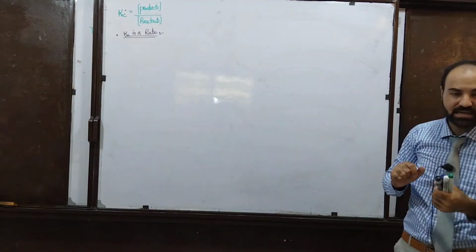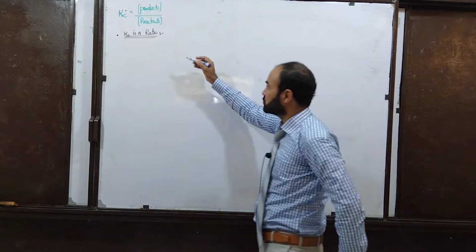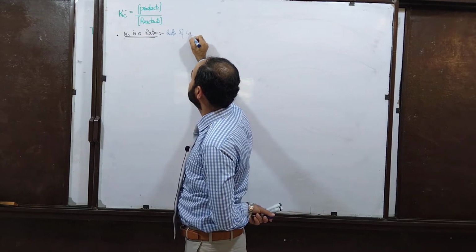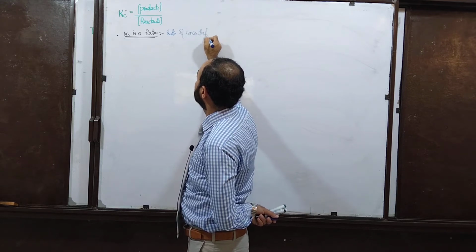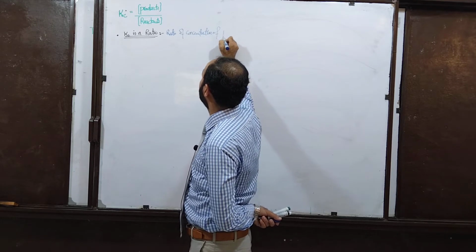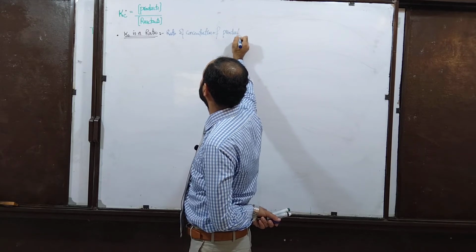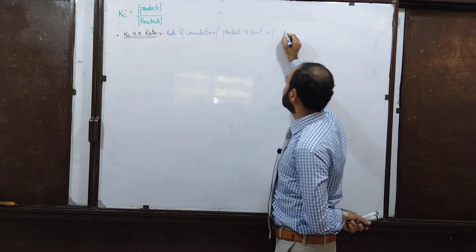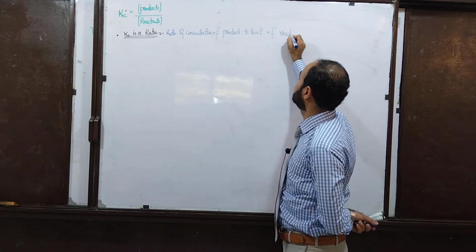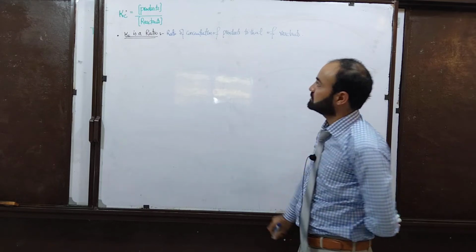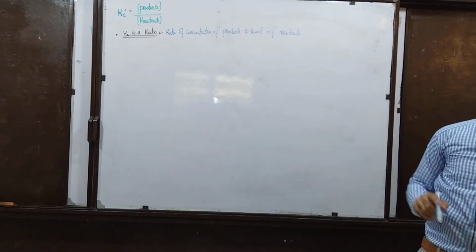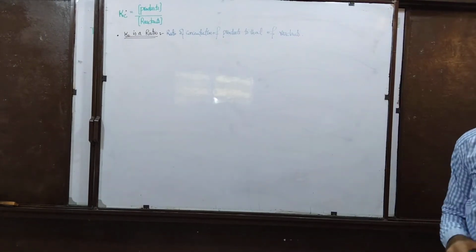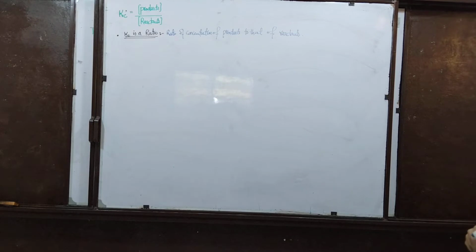Look, what is Kc? Kc is a ratio of the concentration of products in a chemical reaction to that of reactants in a chemical reaction. So that is known as a ratio between the products and reactants molar concentration. Okay, so this is one point.